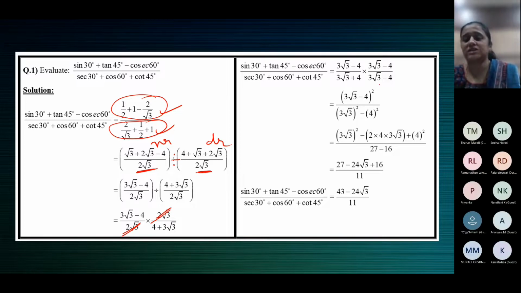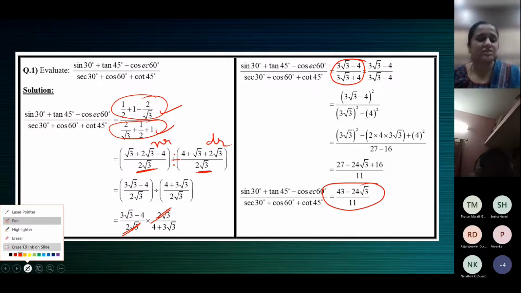So you go on to rationalize the denominator. Actually, this is the answer. We got it. But since the denominator is irrational, we use that procedure to rationalize the denominator. And this is the answer. You have to rationalize the denominator.